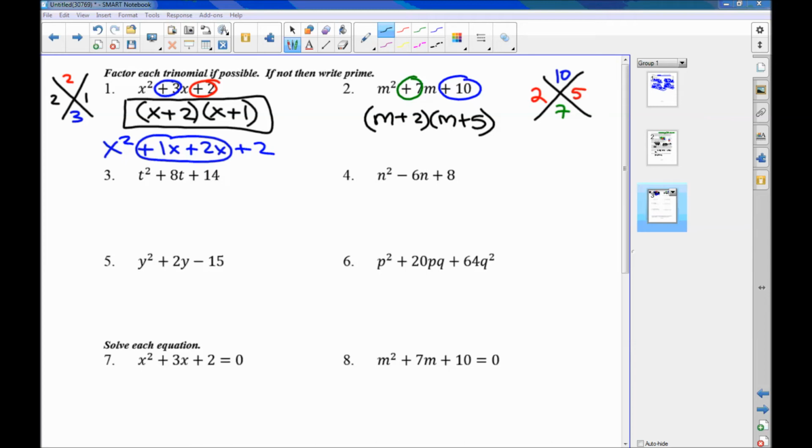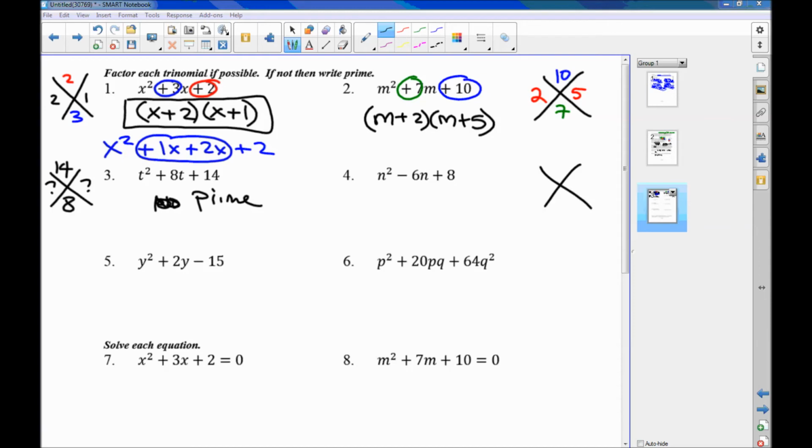All right, number 3. We want two numbers that multiply to 14 and add to 8. Well, 1 and 14 won't work. They'd add to 15. 2 and 7 don't work. That would add to 9. And then 3 doesn't divide evenly into 14, and 4 doesn't divide evenly into 14. So we've used all the factors of 14, so this is not possible. Our answer here is prime. This is a prime trinomial. It can't be factored.